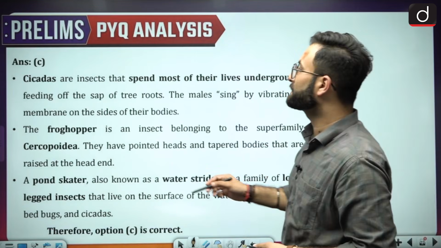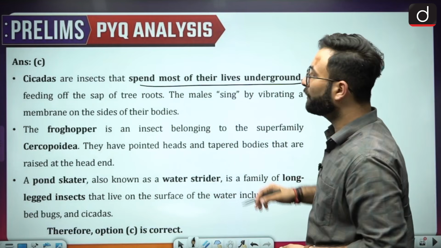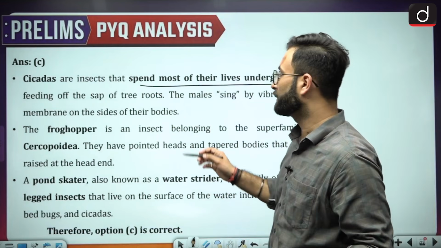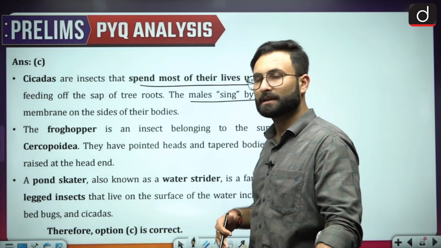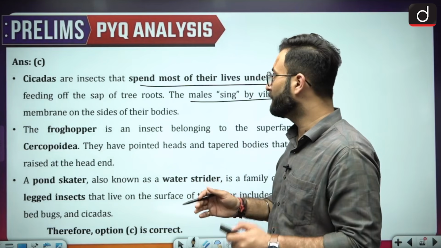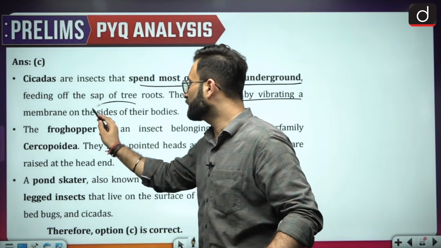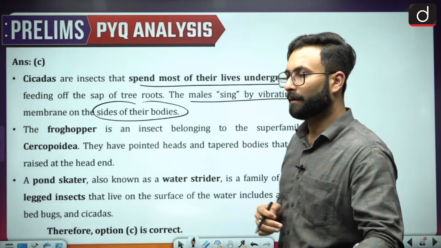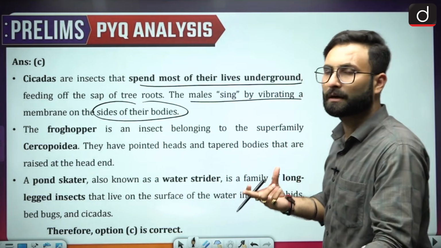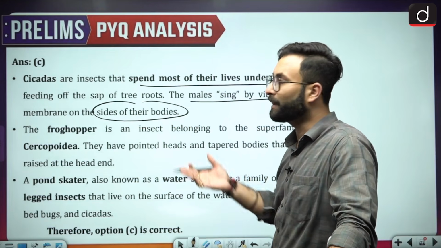Cicadas are insects that spend most of their lives underground, feeding off the sap of the tree roots. The male sings by vibrating the membrane on its body. They have membranes on the sides of the body, and they vibrate these membranes, because of which they produce a sound that is basically called the singing of the cicadas.